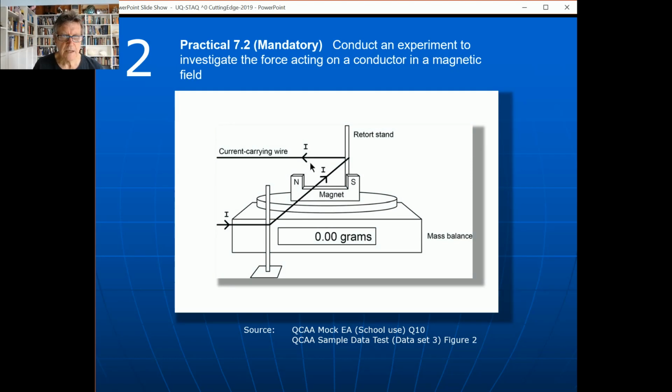So there's the horseshoe magnet. Now this is a stylized diagram. I remember talking to QCAA about it and saying you'd never get a reading on a balance with a magnet this far apart and the wires just sitting there, not clamped on and so on. And they said it's just a stylized diagram, so that's fair enough.